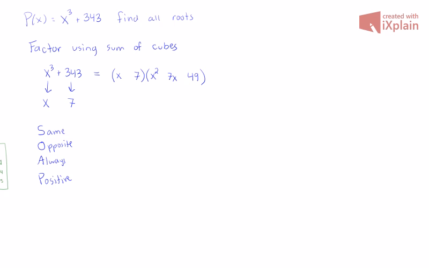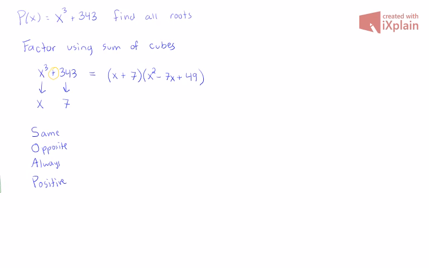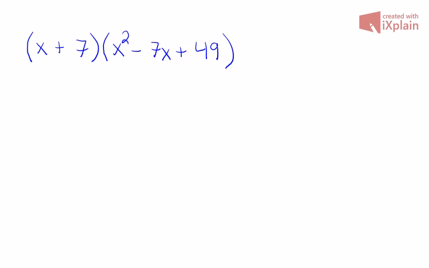So since I started with a plus right here, the same sign would be plus, the opposite sign would be minus, and then the last sign is always positive. So I was able to factor this, and looking at my factored form, so let me zoom in right here, this factored form actually gives us one of our roots already. This x plus 7 factor gives me a root of x equals negative 7.